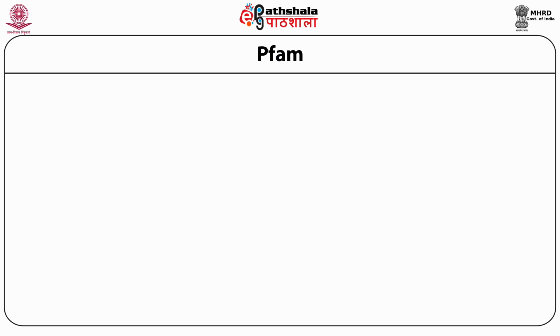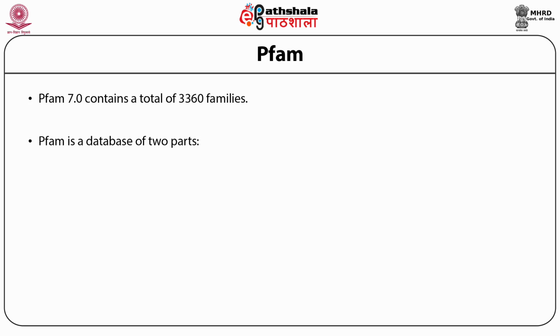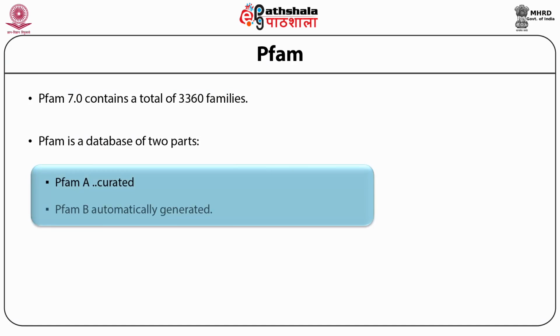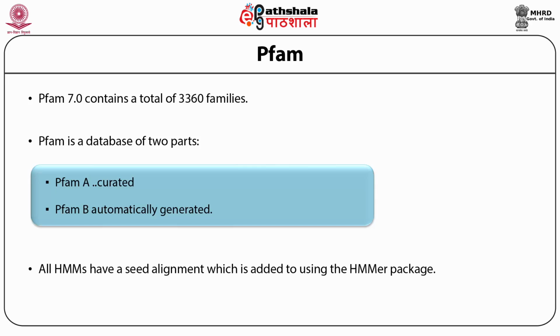We discuss Pfam. It is the protein family database. Pfam 7 contains information about a total of 3,360 families and is a database of two parts: one is curated and one is automatically generated. It contains hidden Markov models as a seed alignment, which is built using the HMMER package.